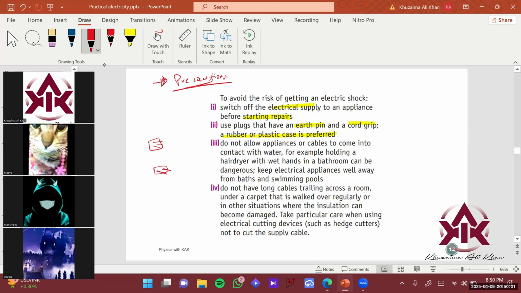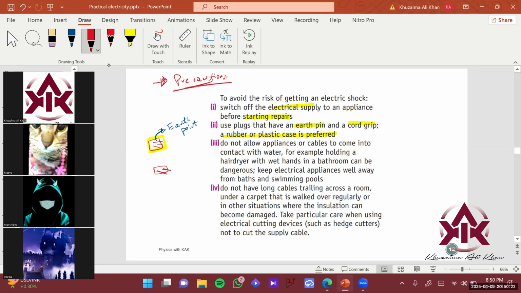So the three pin plug is very important over here because the third pin is the earth point, right? So what does this do? It takes the extra charges which suddenly, accidentally pile up on the cover of the charger, and it removes them, right?